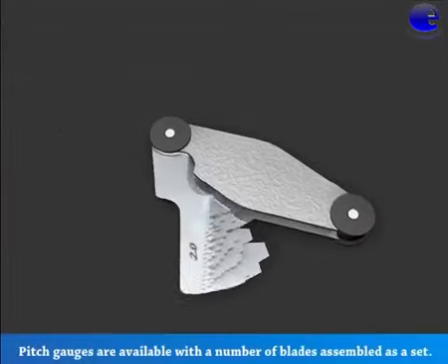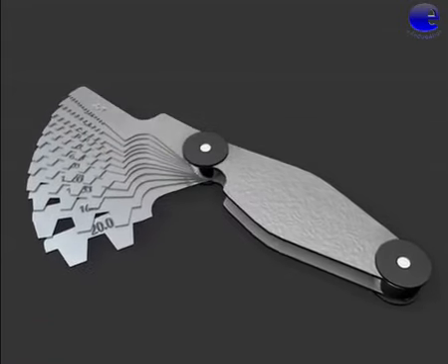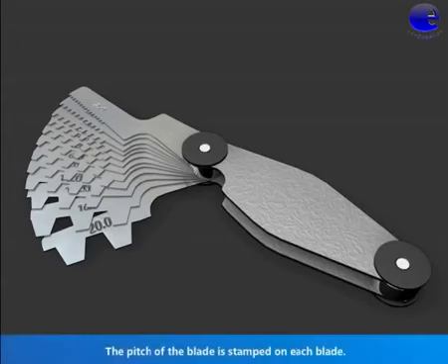Pitch gauges are available with a number of blades assembled as a set. Each blade is meant for checking a particular standard thread pitch. The pitch of the blade is stamped on each blade.